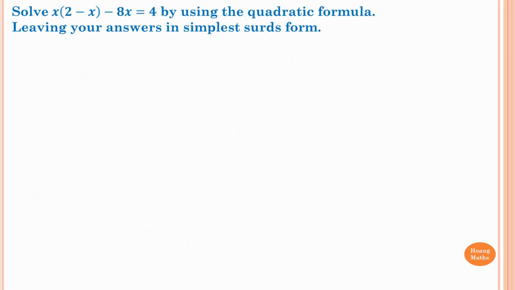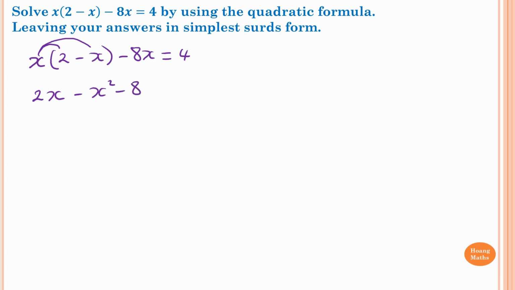Please stop the video and try this one yourself. x(2 minus x) minus 8x is equal to 4. So step number 1, I need to remove the bracket first. So 2 times x is 2x. x times minus x is minus x squared. And negative 8x is equal to 4.